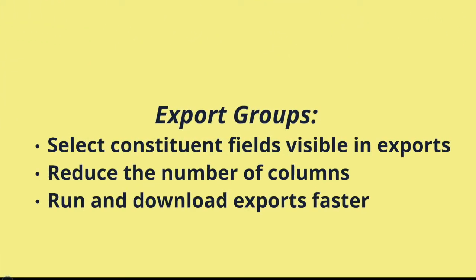Export groups allow you to select constituent fields that are visible in exports. So if you're creating exports out of Engaging Networks and you feel like there are so many columns in your spreadsheet, you can use export groups to limit the number of columns. It also allows you to run and download exports faster because there's less data in your export, so it's going to happen much faster and take up less space on your computer.